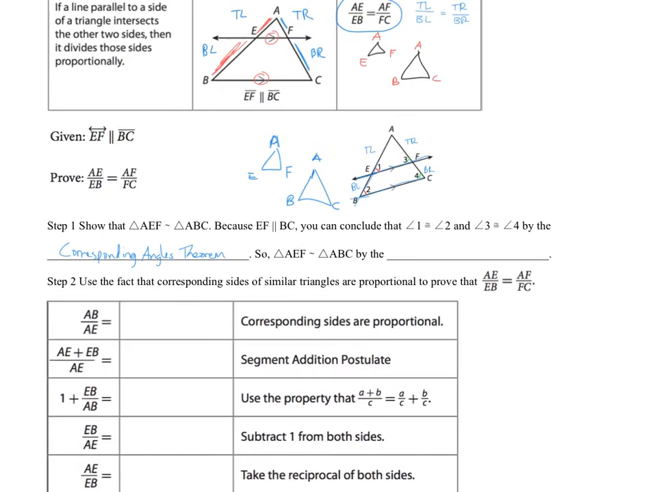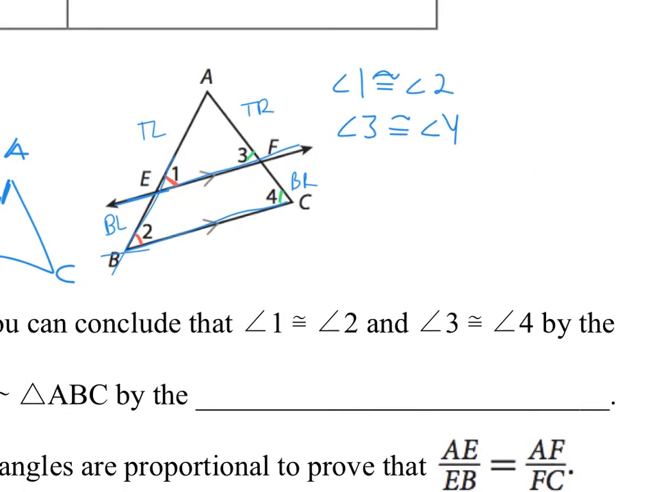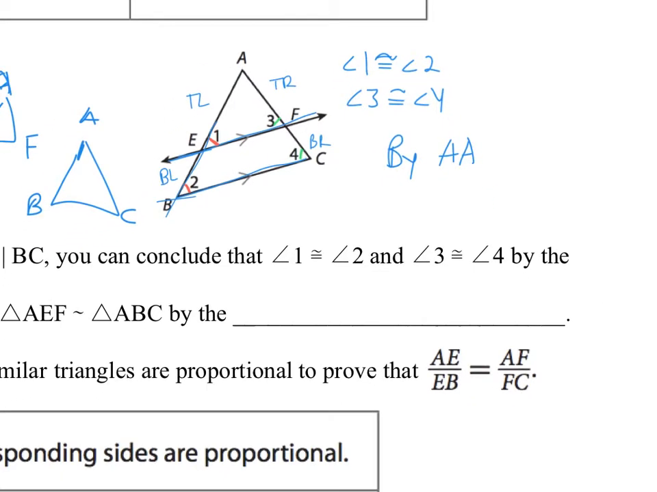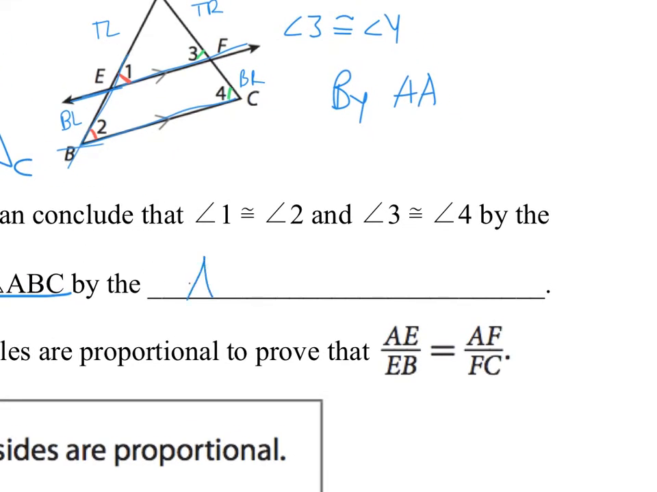So those are congruent by the corresponding angles theorem. So since we have these two sets of angles, right, we have angle 1 is congruent to angle 2, and angle 3 is congruent to angle 4. That is enough to say they are similar by angle. So we know that triangle AEF is similar to triangle ABC by the angle similarity.